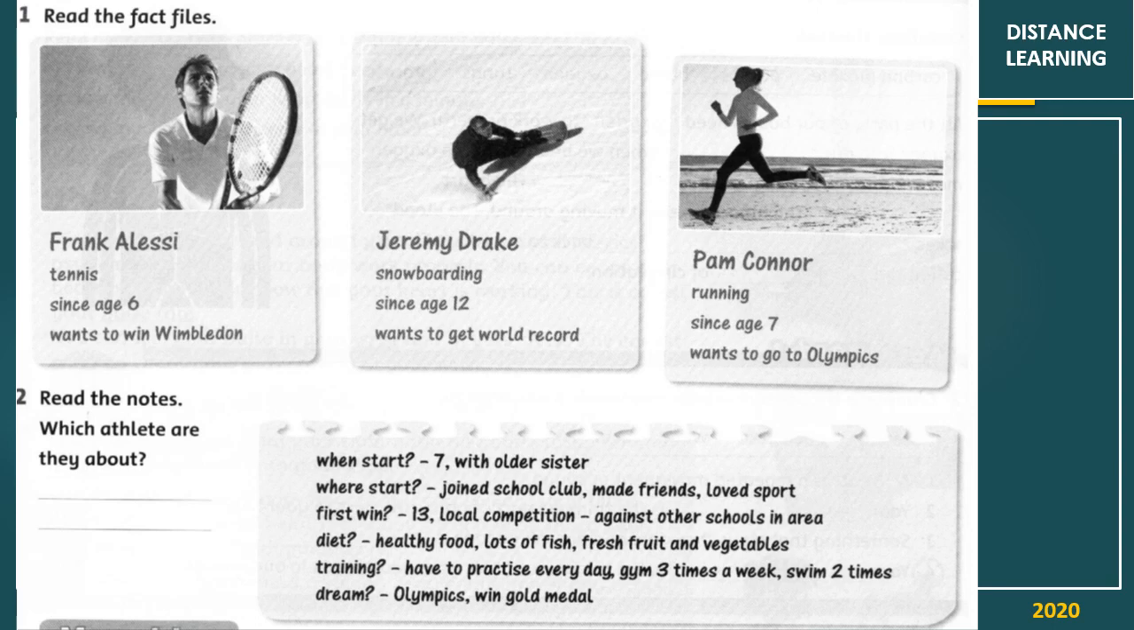So I'll give you the answer, and you've probably come up with the answer as well. It's Pam Connor, right? The answer is Pam Connor. You write right under, read the notes. Which athletes are they about? You write Pam Connor. I mean, you can tell from the very first information when it says when did they start. It says age from 7. And if you look at the pictures, the only one who started doing that sport is Pam Connor. She was 7 years old.